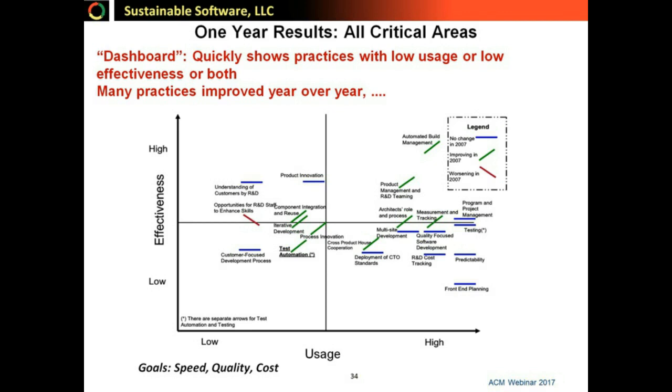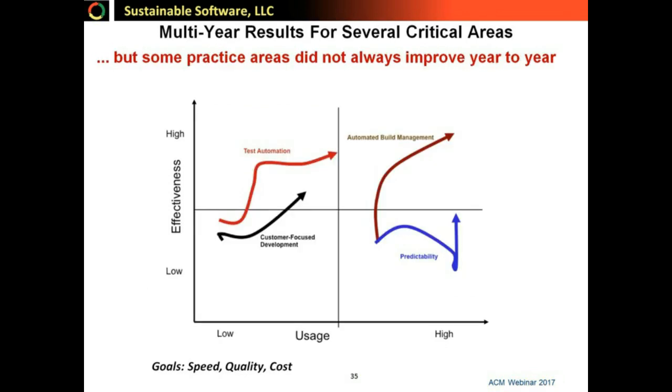In the next slide, I just want to point out that while some practices improved, some did not improve; this is a multi-year view. So, for example, predictability in the lower right-hand quadrant, which means high usage, low effectiveness, worsened year to year. It was around 2005 that we had a mitigation program, and we were able to address that.